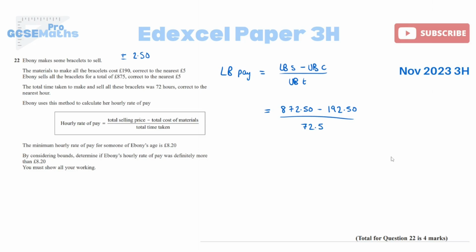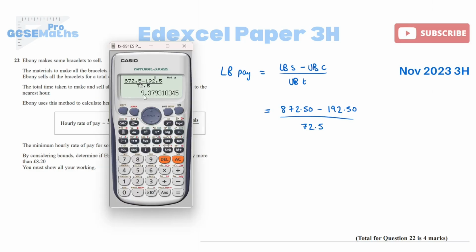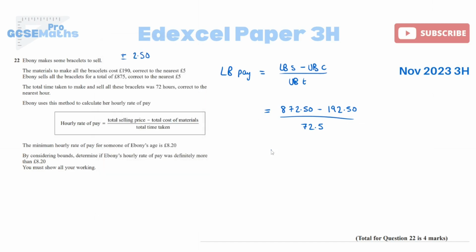So now, I just put it into my calculator. As you can see, that gives me 9, and this is in terms of money, isn't it? So that's £9.38, rounded to 2 decimal places. Now that's the worst case scenario, isn't it? That's the lower bound of her pay. So if the worst case scenario is still quite a lot more than 8.20, then the best case scenario, the upper bound, would also be more, wouldn't it?